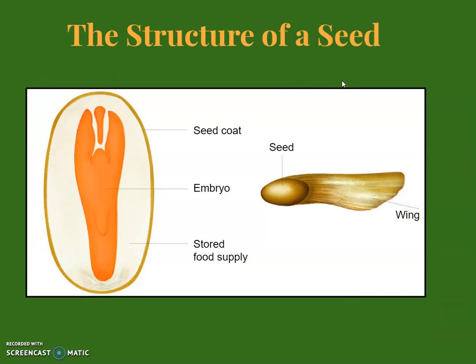This is the structure of a seed. So you'll have a seed coat with an embryo, and then around that embryo is a stored food supply, so that the embryo can survive off of that food supply until it can start photosynthesis.